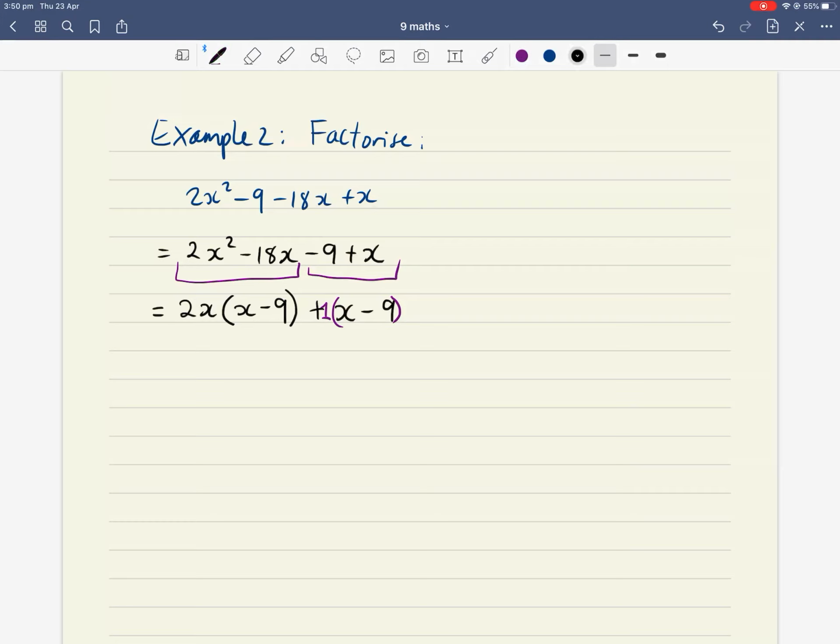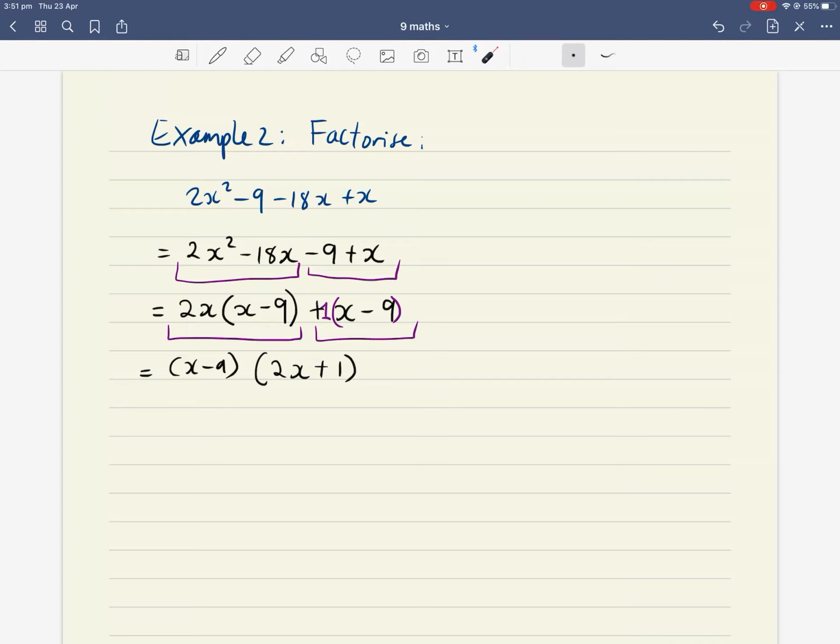So then you're comparing, what's in common between our first term now and our second term? Well, the bracket x minus 9 is in common. What is left over? You have 2x plus 1 left over.